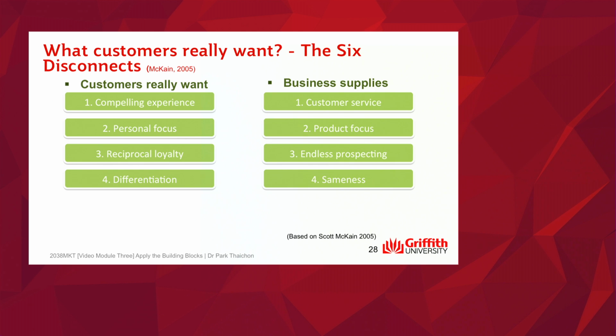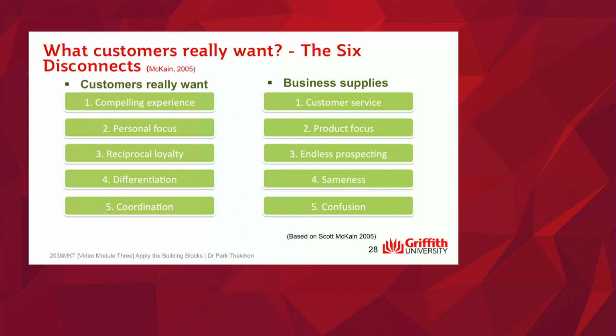Fourth one is differentiation. The customer wants something new. They expect some changes or some development in the product offering. But from the service provider, it might be slow improvement. A new version of something might come up every year, but it's not often enough.